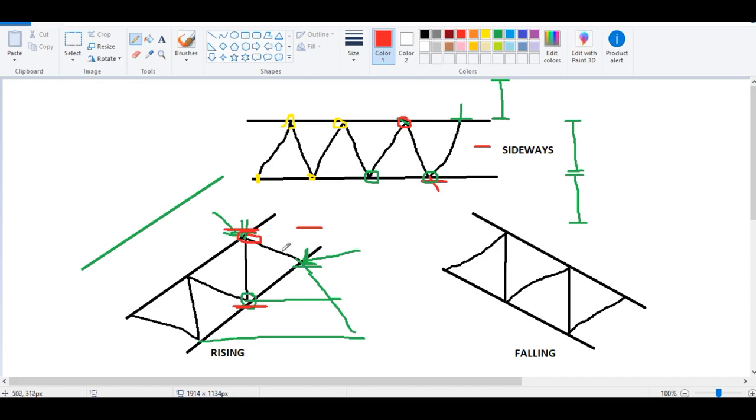Okay, and we'll look at examples. In case you're getting confused, we'll look at some chart examples just to clarify everything.